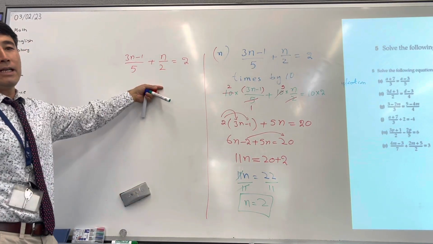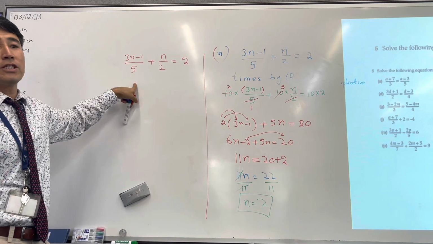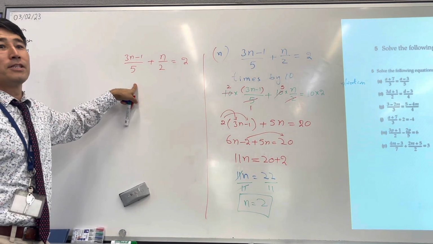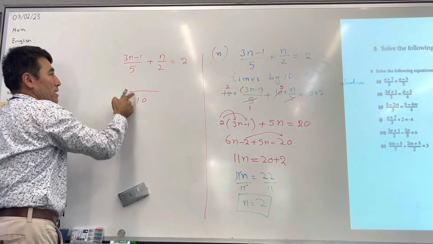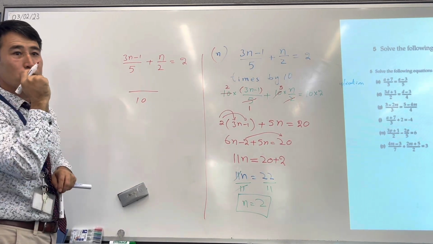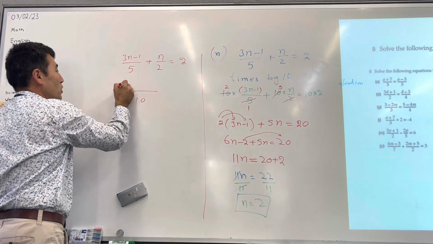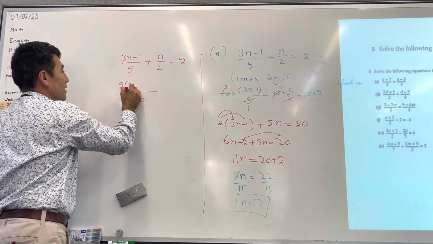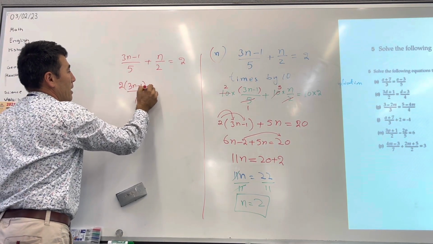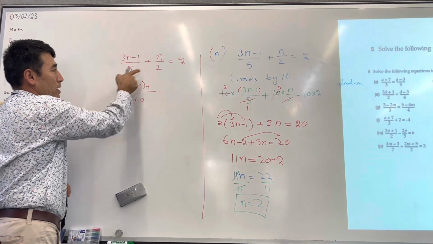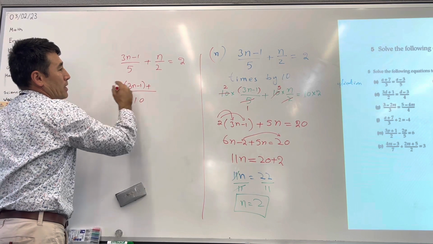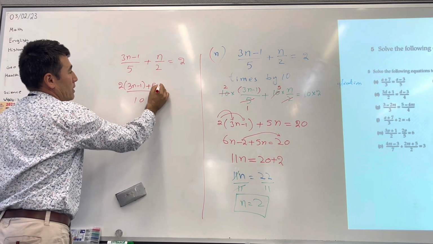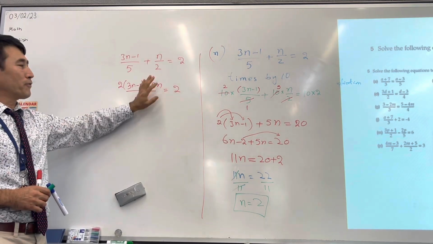5 and 2 is a factor of which number? 10. So I'll put 10 here. If I divide 10 by 5, what do I get? 2. Times 2 with the numerator. And then you do the same thing, 10 divided by 2 is 5, times by the upper one, the numerator. Yes, right? Is a factor of 10.